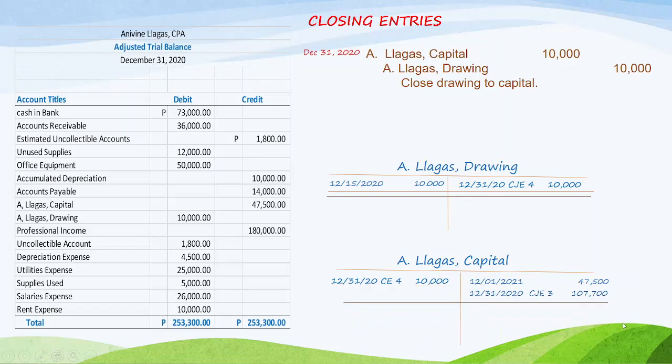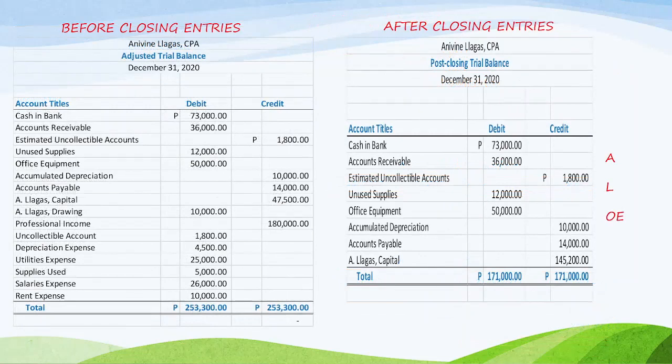So we have to put the total credit, which is 155,200. Total debit is 10,000. Therefore, we have a credit balance of 145,200. Alright, we successfully posted all the closing entries in the T accounts. As you can observe, all the temporary accounts were already closed and only the balance sheet accounts or the real accounts remained open. So that is going to be part of our post-closing trial balance.